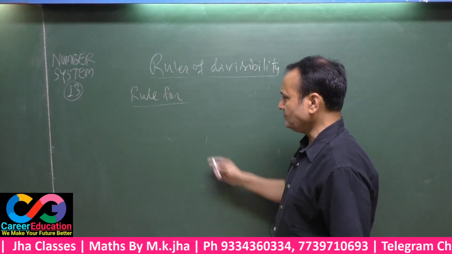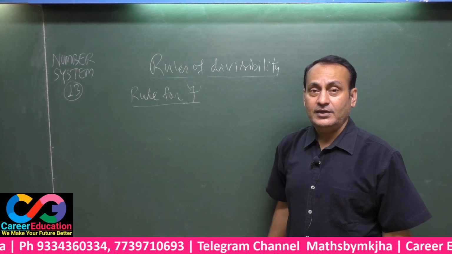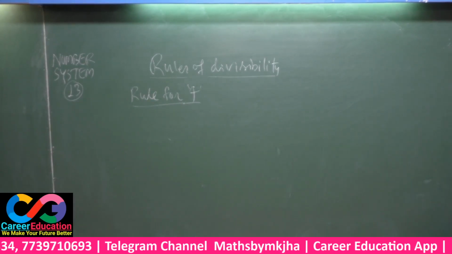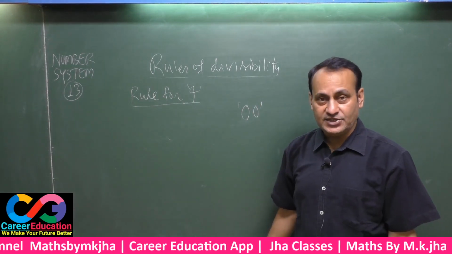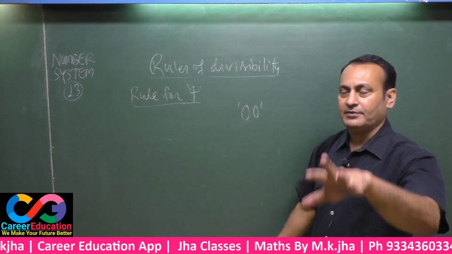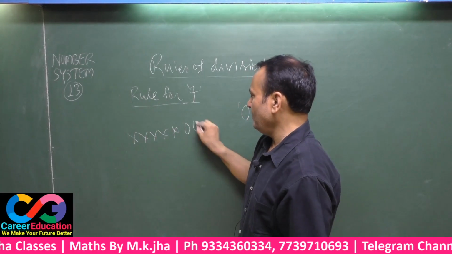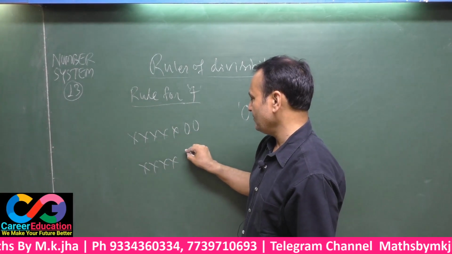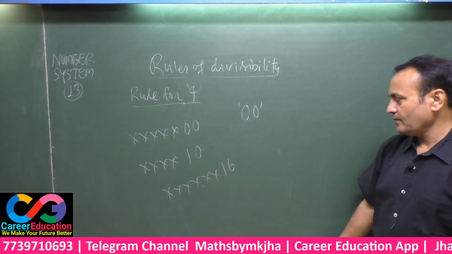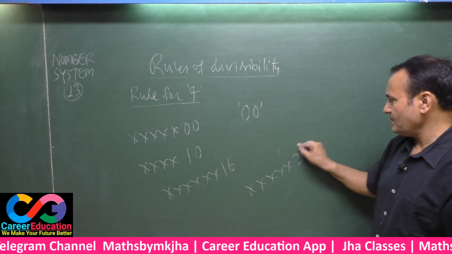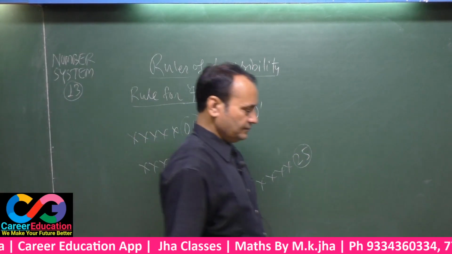Rule 4. Note down. If the last 2 digits from the right are either 0, 0, or the number framed by them is divisible by 4, the number is divisible by 4. Note down examples.